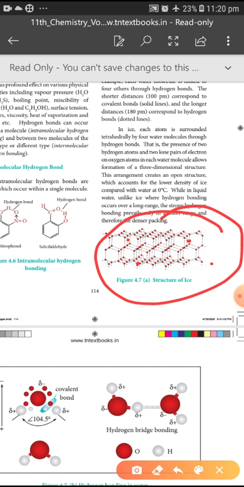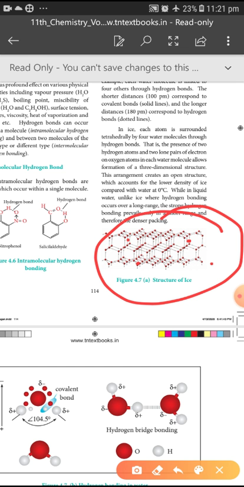This arrangement creates an open structure which accounts for the lower density of ice compared with water at 0 degrees Celsius. While in liquid water, unlike ice where hydrogen bonding occurs over a long range, the strong hydrogen bonding prevails only over a short range, therefore the packing is denser.